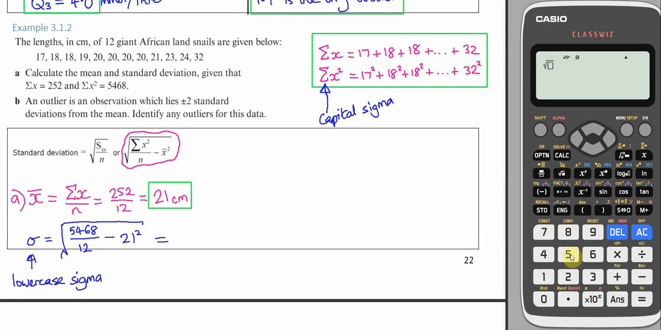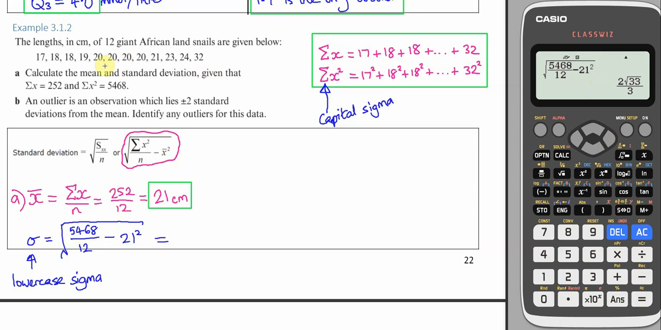So 5468, quite a lot of buttons to press, so keep looking at your screen, make sure you've pressed what you meant to press. That over 12, and then take away. Be careful that the calculator hasn't put this take away outside the square root. We still want it underneath the square root. And take off the square of 21, again still inside the square root. That's exactly what I want it to be, so press that.